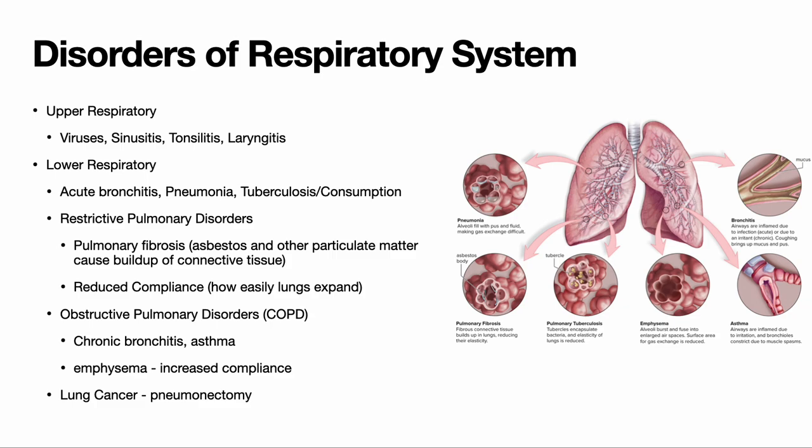When we think about the lower respiratory system, so we're getting into the lungs here, we're talking about the bronchi and deeper into the lung tissue. We can think about acute bronchitis, pneumonia, tuberculosis, which used to be called consumption. TB is a really tough one. It's very hard to treat because the antibiotics have to be taken multiple times a day for, I think, as much as a year. And so patient compliance with that can be challenging.